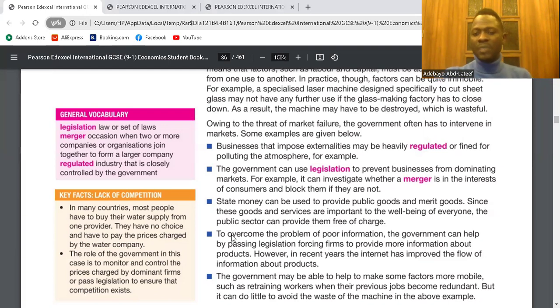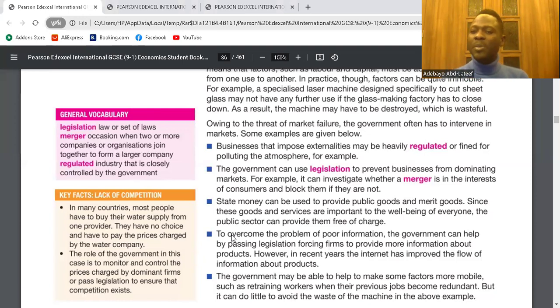So, different forms of government intervention. One is regulations. Regulations like fines, court litigation on offenders. The government can use legislation to prevent businesses from dominating markets. It can investigate. So some businesses want to merge so that they can dominate the market. They are not merging because of consumers. They want to merge so that consumer choice reduces. So government would investigate that type of integration. And they'll be fined, if found guilty.